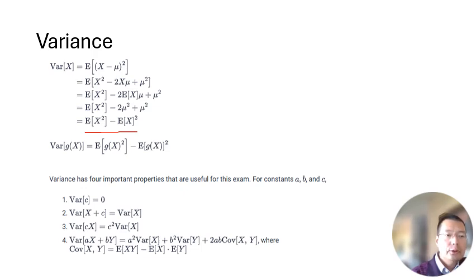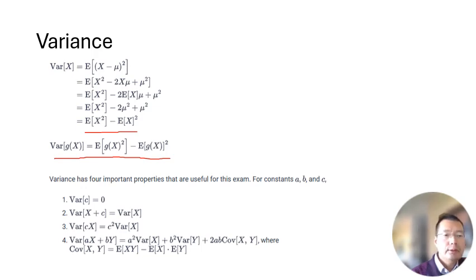And we can also generalize this property to other functions. So we have this. For any function g(x), the variance would be: first you use the expected value of g(x) squared, minus the whole thing, the expected value of g(x), raised to the second power.